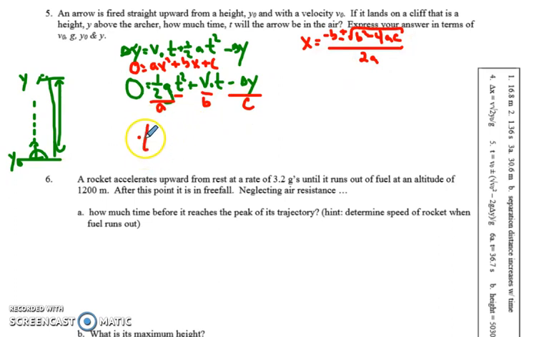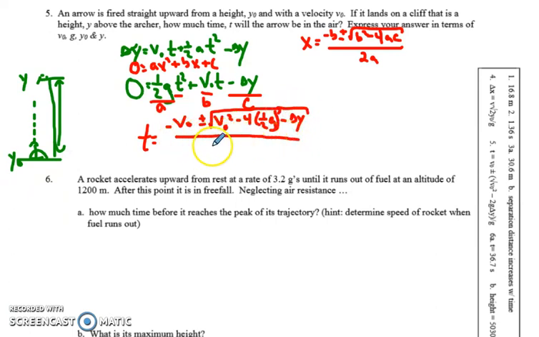And then that is our answer. So the time is equal to minus b, so minus v naught, plus or minus the square root of b squared, so v naught squared, minus 4 times a, which is 1/2 of g, and I'm going to simplify this a little bit, times c, which is minus my change in position, and then that's all over 2 times my a, which is 1/2 of g.